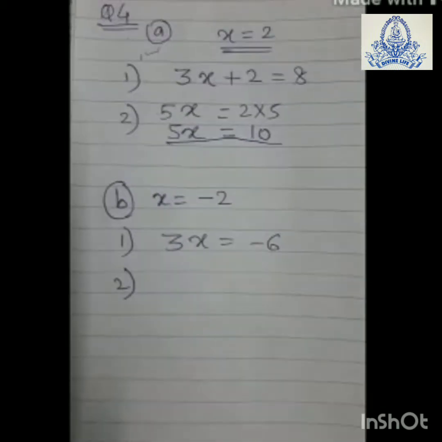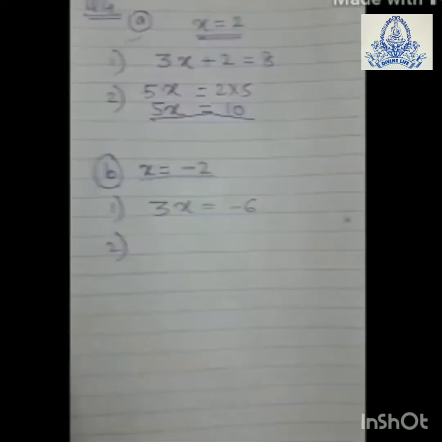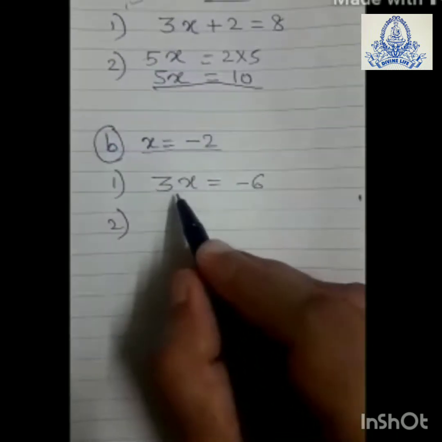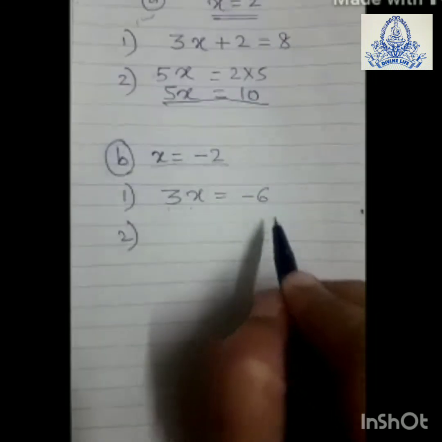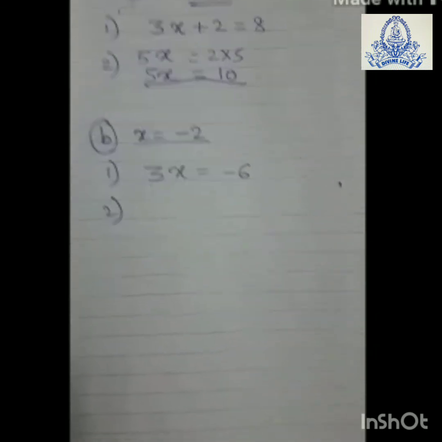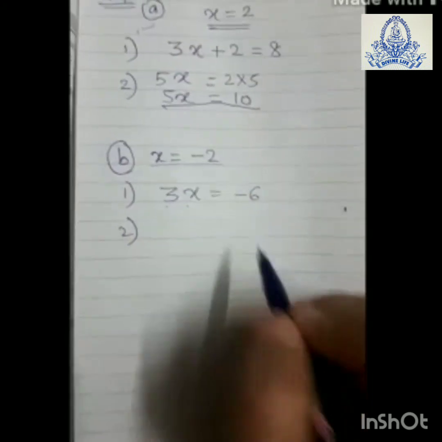Now see question number 4b. In this, the solution of the equation is given: x is equal to minus 2. See, one more equation I have made here: 3x is equal to minus 6. If you put x is equal to minus 2, you will get the answer minus 6.